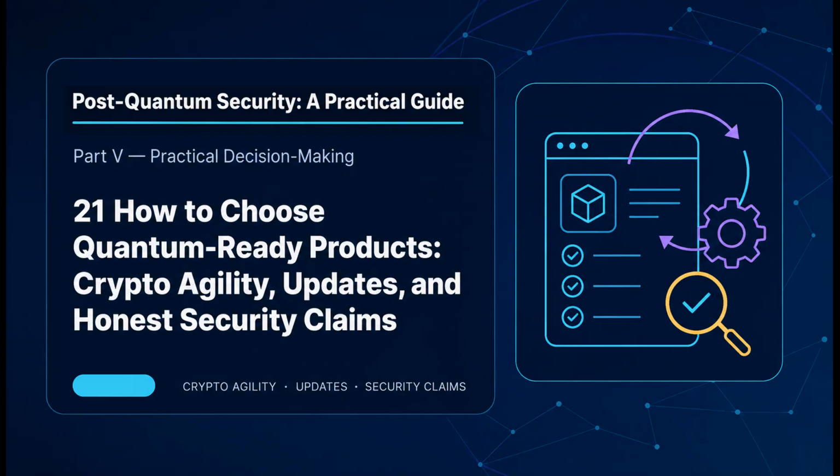This is episode 21, How to Choose Quantum-Ready Products, Crypto Agility, Updates, and Honest Security Claims, in Part 5, Practical Decision-Making. How can we tell whether a digital product we use every day is genuinely prepared for the post-quantum transition? Rather than accepting vague marketing promises, we need to understand how to evaluate a vendor's claims, ask the right technical questions, and focus on practical agility.